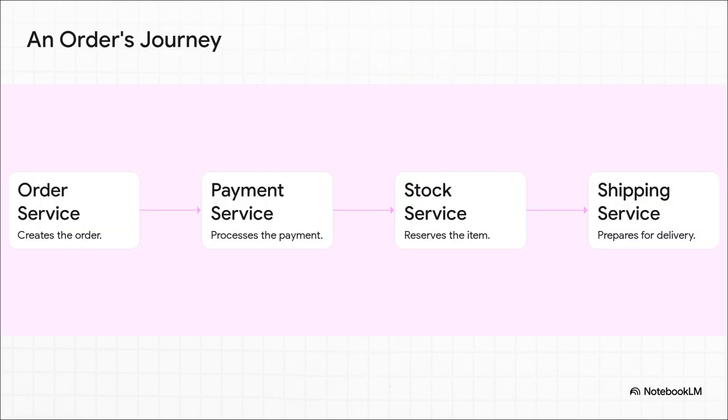That one little click kicks off a whole chain reaction. It's not one big program doing everything. Nope, it's more like a team of highly specialized experts. We call them microservices. First, the order service creates the order. Then, it hands off to the payment service to deal with the money. Once that gets the green light, the stock service gets a ping to go reserve your item. And finally, the shipping service is told to get a box ready. Each one of these is its own separate, independent application.